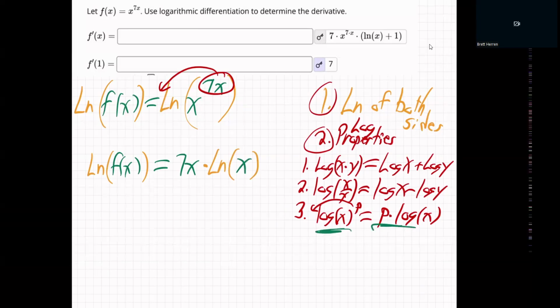Now, why is that so great? Well, because now it's not x's in the base and the power anymore. It's just x's multiplied together, and we can do that. It's called the product rule. So you see, we've transformed it into something we can take the derivative of, and that's what we're going to do now in step three.